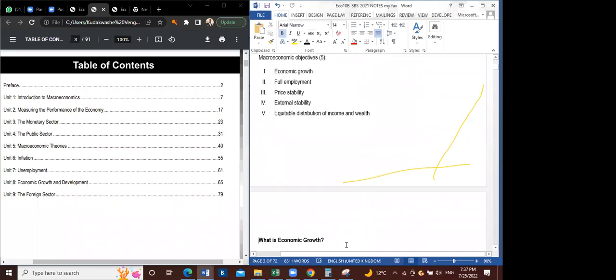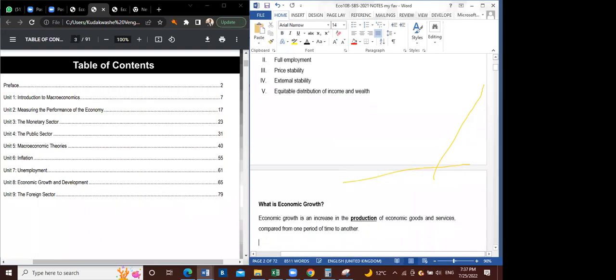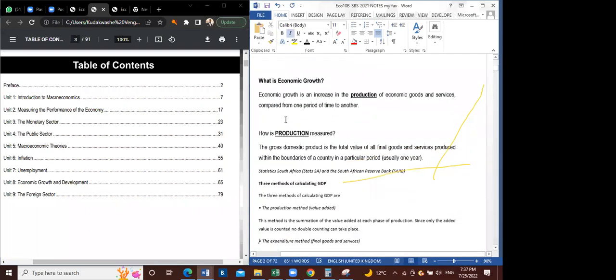Right. So we're going to start with the first objective and describe them one by one and see where we're going to be ending up today. So the first objective, which is economic growth. The first thing that we need to understand in trying to measure the performance of an economy is what is economic growth.